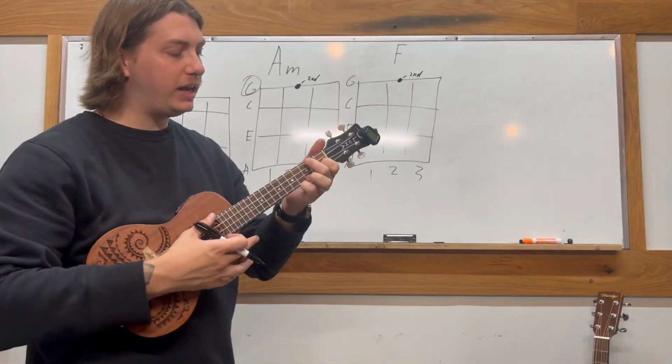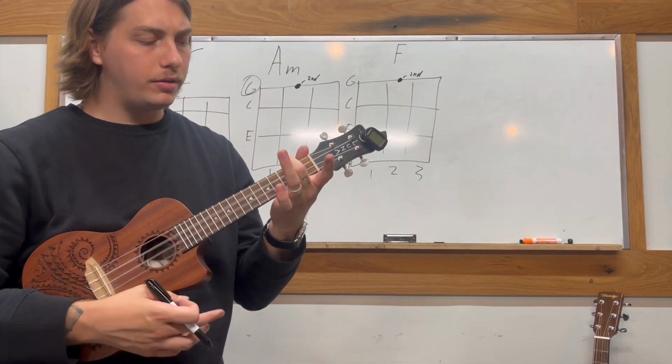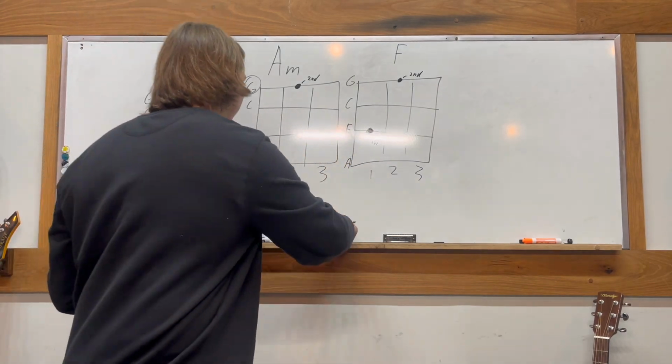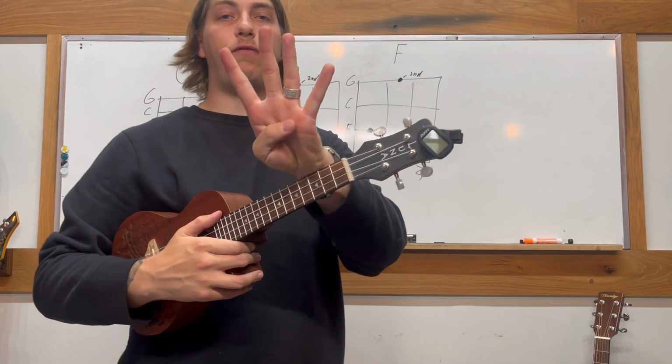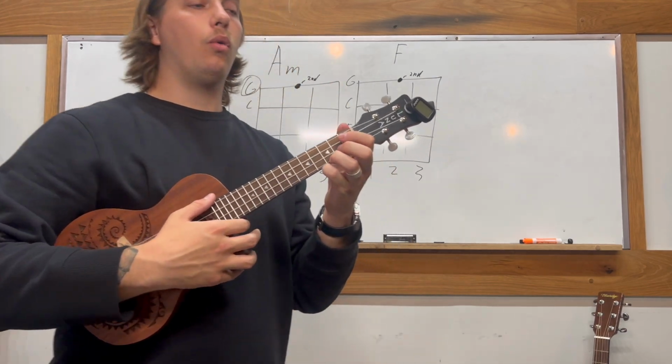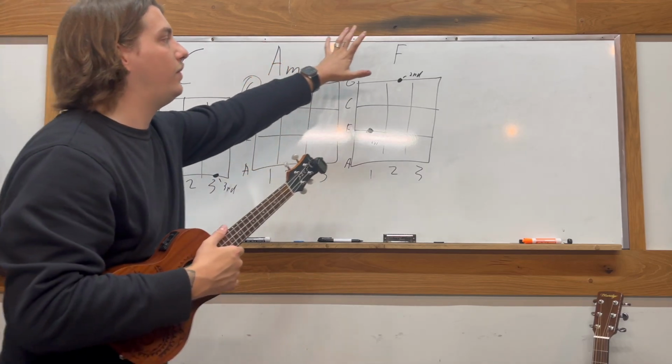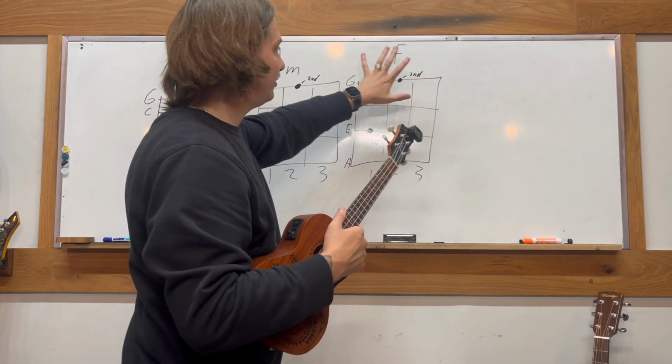Okay, so C, A minor, and F. We're going to go like this. We're going to count to 4. We're going to go 1, start with C. We're going to go C, A minor, and then F. Okay, we got this. Ready?